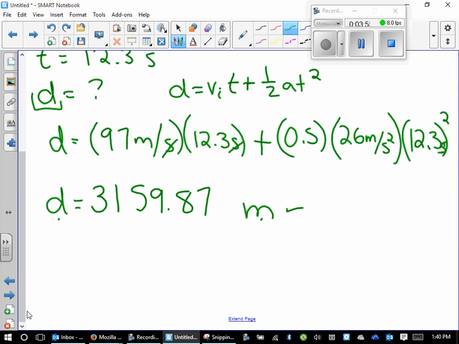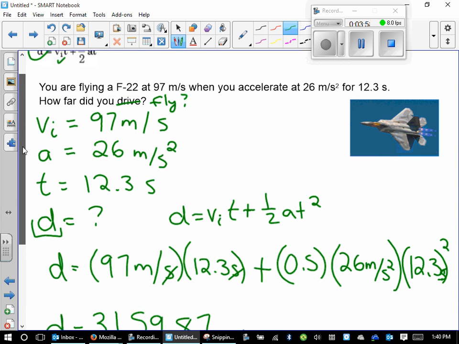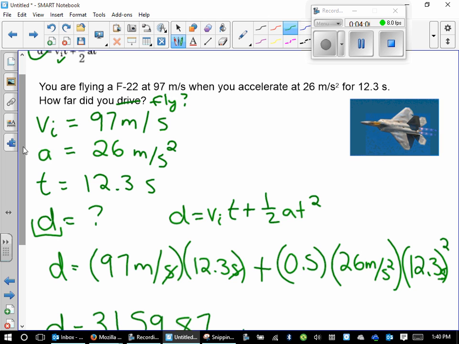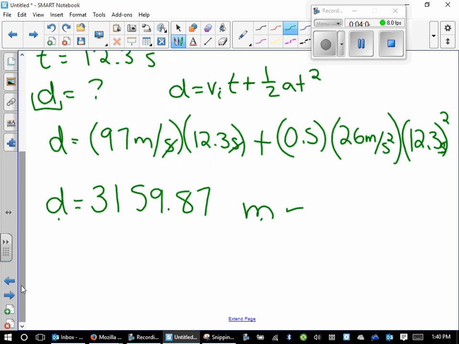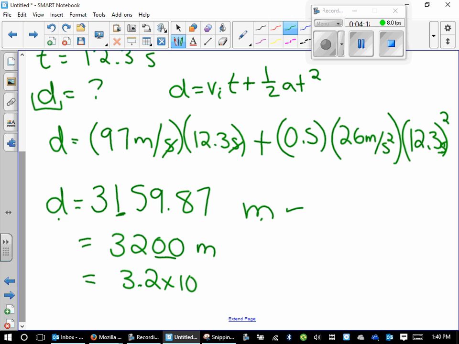3159.87 meters. Now, significant digits. It looks like I can only have 2 significant digits. Okay, so with 2 significant digits, that would mean it's 32, because I'm rounding here, 00 meters. So this would be best to put in scientific notation to show that these are not significant. 3.2 times 10 to the 3 meters. And that is my final answer.